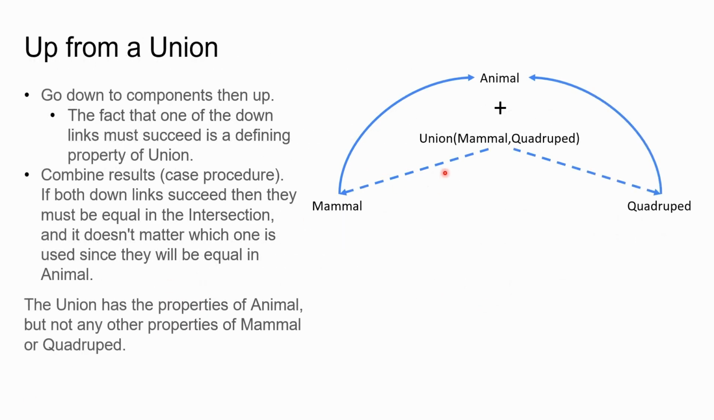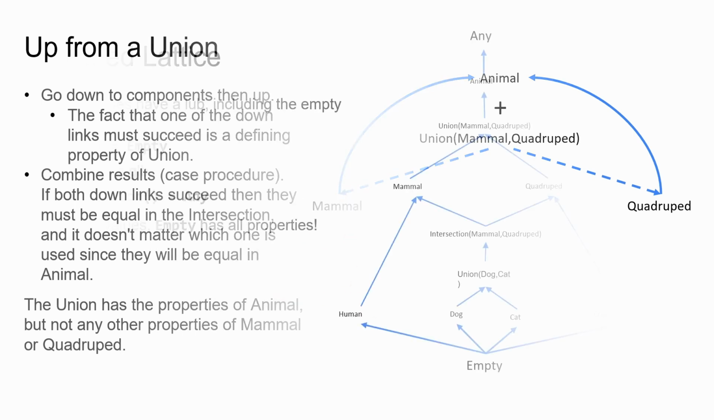Okay, so now I said animal is above the union, but how does that actually work? Well, the way it works is that you go down from the union to one or the other, and you must be able to do one or the other because the thing is actually one or the other, or both. Anyway, so we go down, and if both links succeed, then they have to be equal in the intersection. And it doesn't matter which one is equal, since they'll then be equal in the animal. So the union has the properties of animal, but not any of the other properties of mammal and quadruped, as we mentioned before.